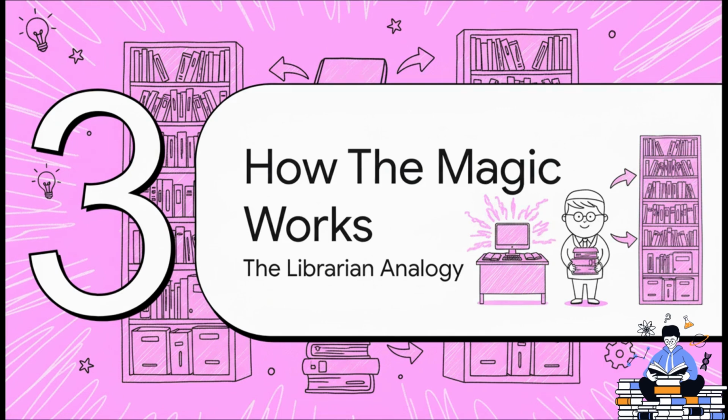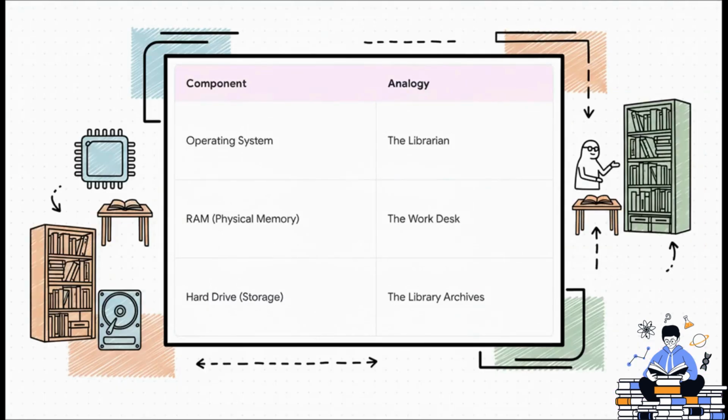Okay, so to really get how this illusion works, we're going to use a simple but really powerful analogy. Just imagine your computer's memory system is this huge library, and your operating system, well, it's the most efficient librarian you've ever seen. So let's lay out the key players here. The operating system, that's our librarian, the one managing everything. The RAM, your physical memory, that's the librarian's work desk. It's prime real estate, super fast to access. And your hard drive, think of that as the enormous, kind of dusty library archives way down in the basement.